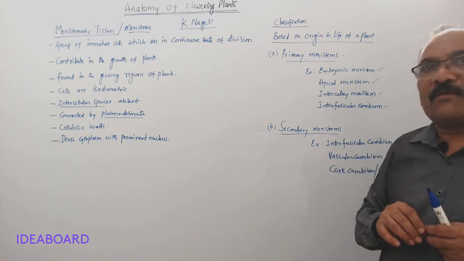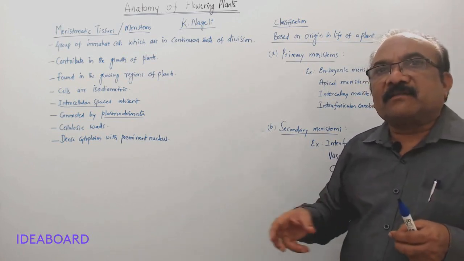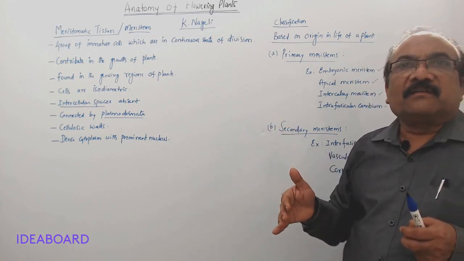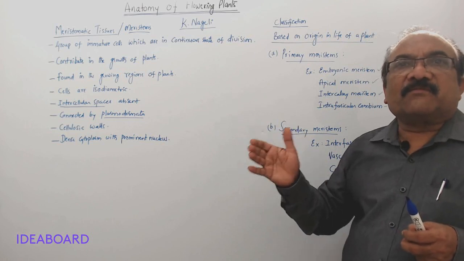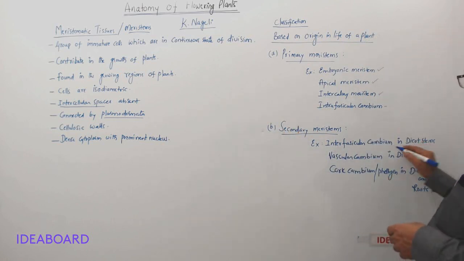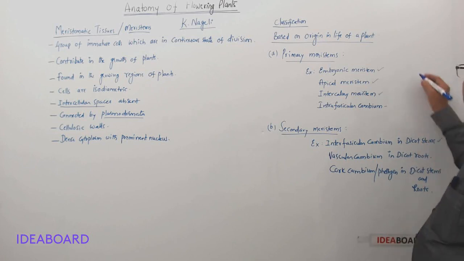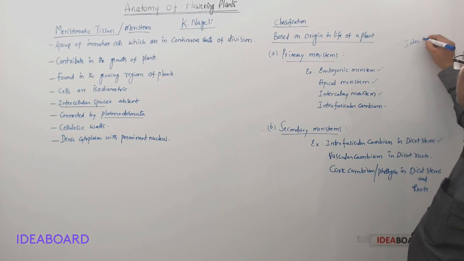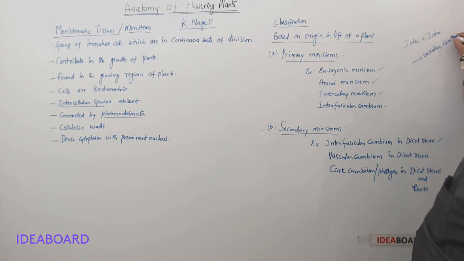I hope you are understanding this point. This interfascicular cambium is not there from the beginning. It is formed at a later stage, at the time of secondary growth. So that's why this interfascicular cambium in dicot stems, and of course the inter and intrafascicular cambium together make the vascular cambium in dicot stems. Vascular cambium in dicot stems.